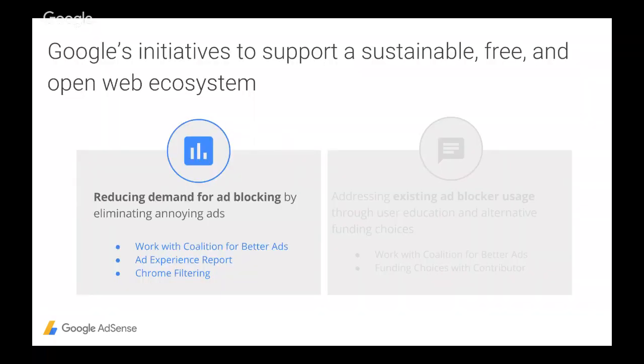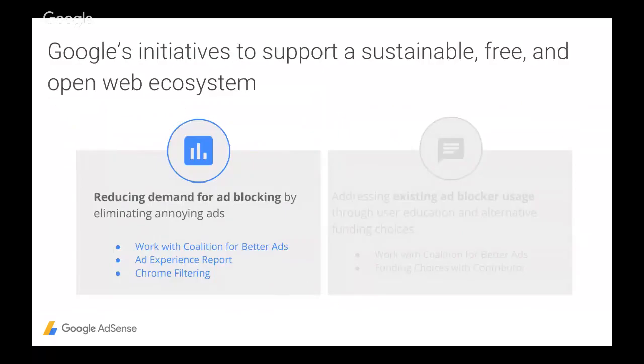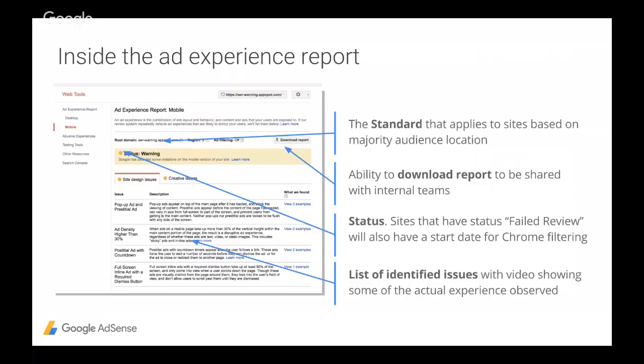So the reason we're doing these things is really to try to reduce demand for ad blocking by eliminating annoying ads. So let's start by really focusing on the ad experience report. I think this is really important for a lot of partners, and again, we get a ton of questions about this. If you're not familiar with it, it's a report that can be accessed through the Google Search Console, and anyone who's an admin of the console has access to this report.